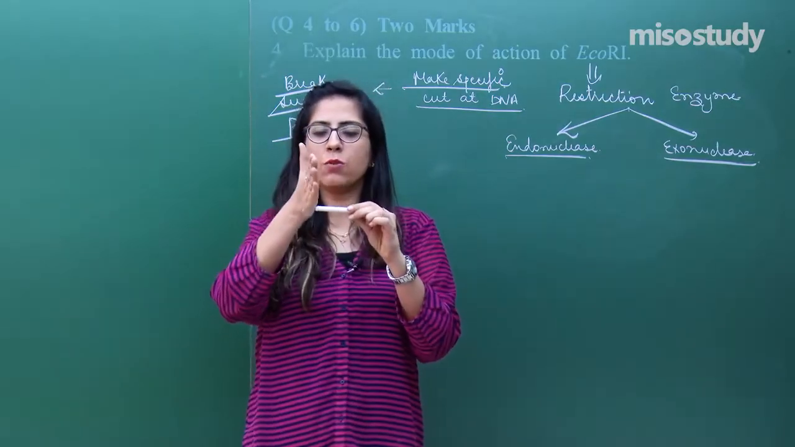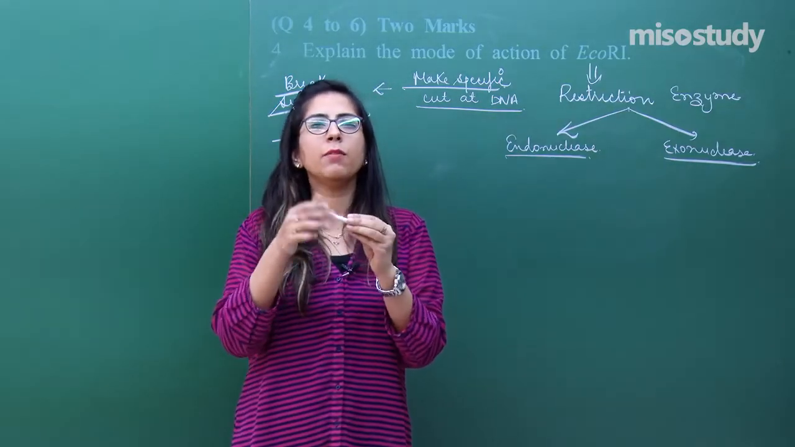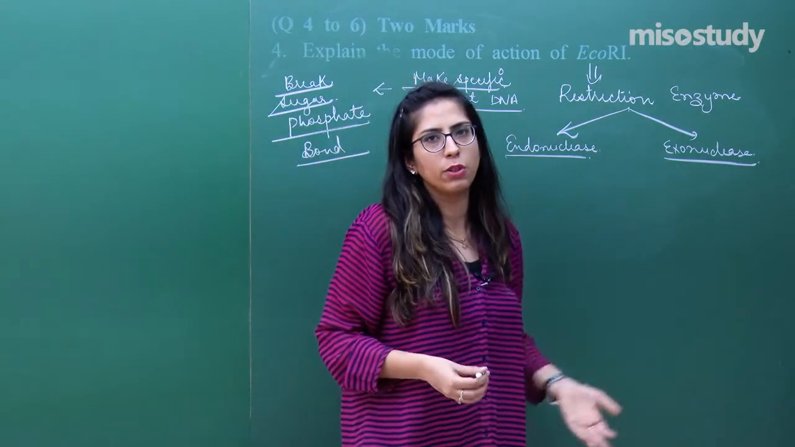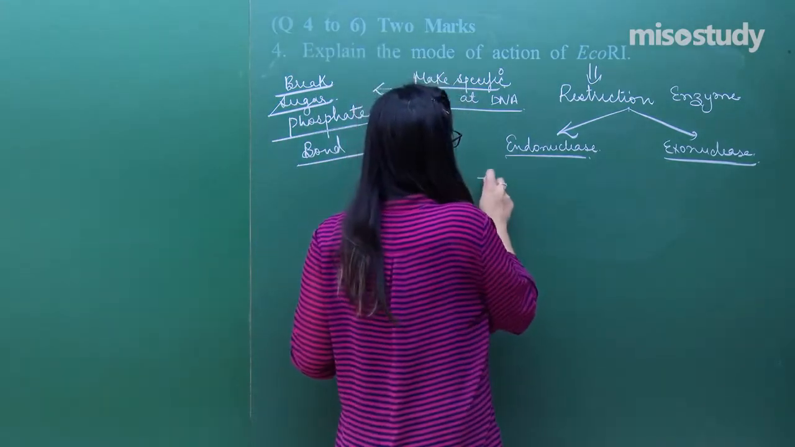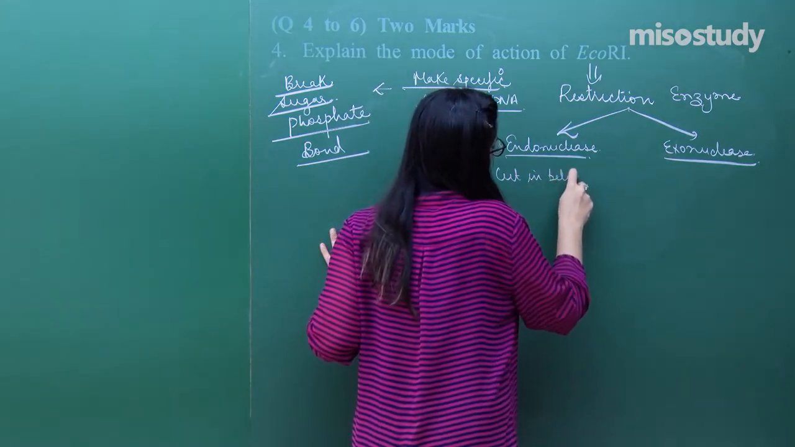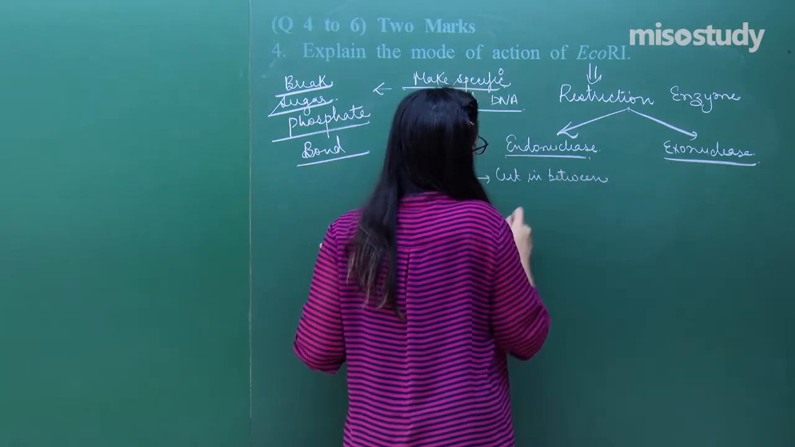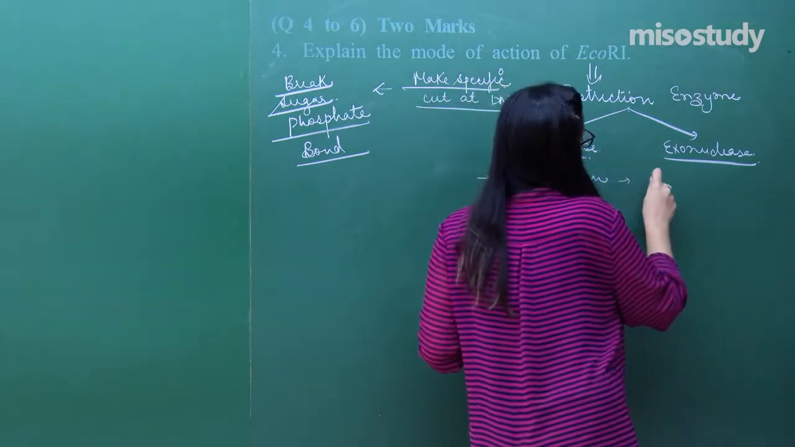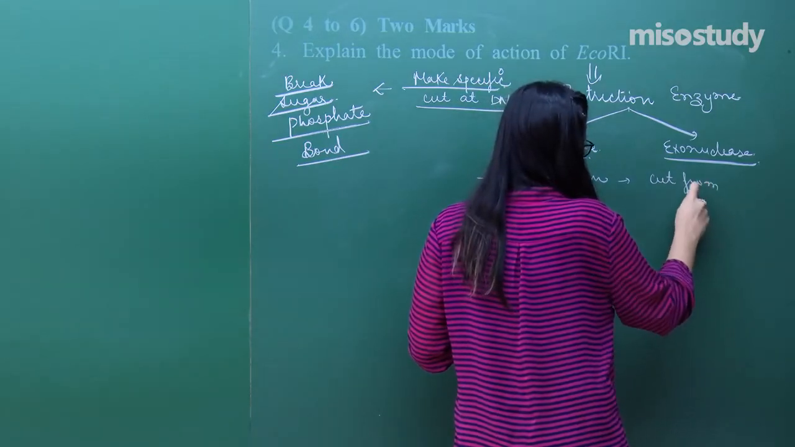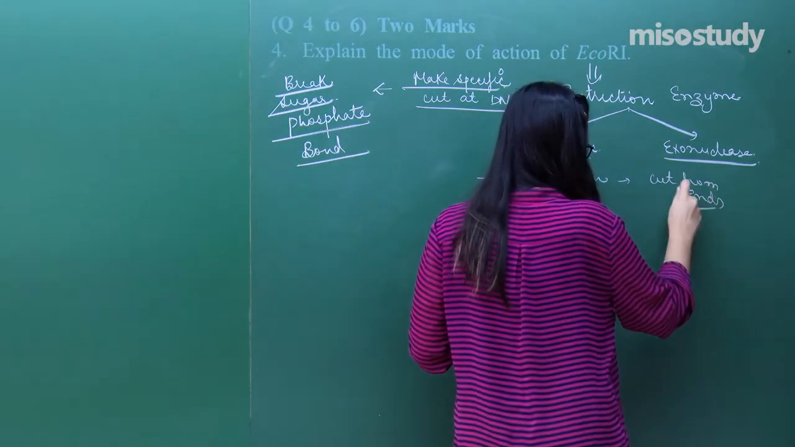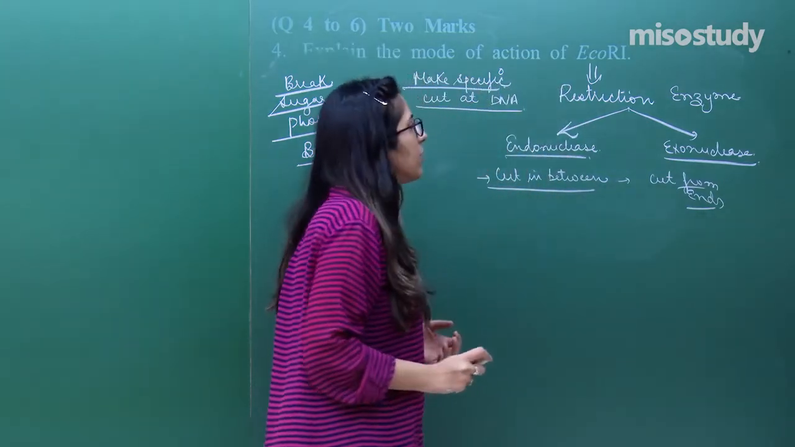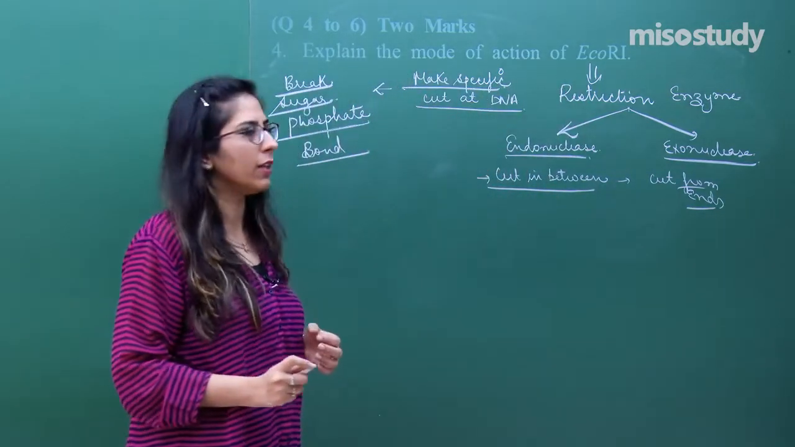Whereas when I try to cut it from the end, either from a 5' end or from a 3' end, that is called an exonuclease. So that means cut in between here, cut from ends. This is the difference between the endonucleases and exonucleases.